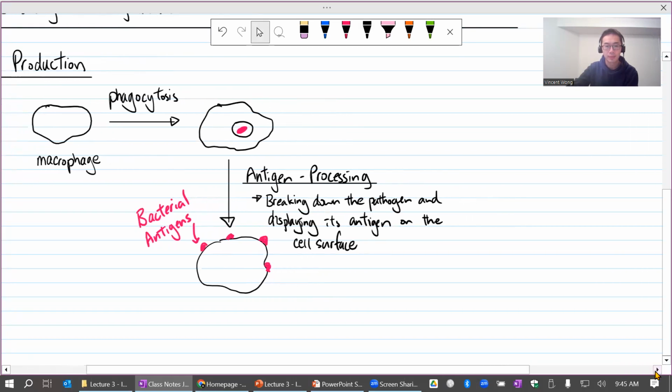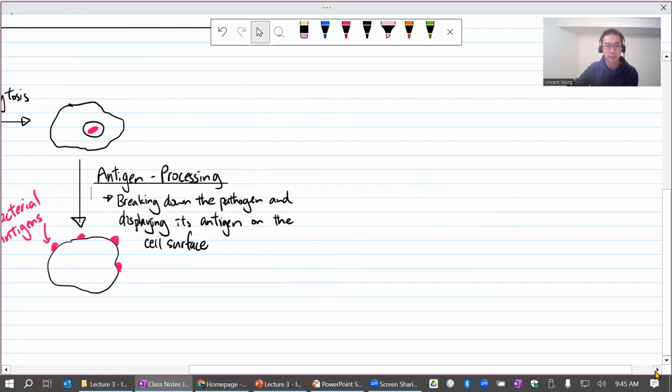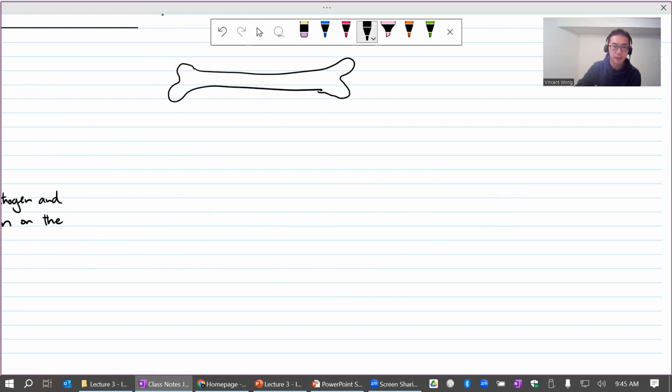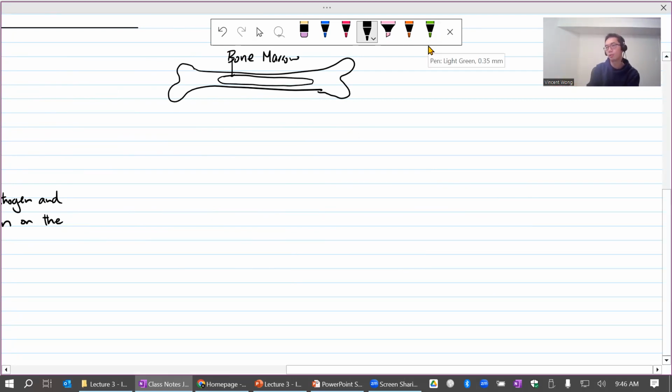All right. I'm gonna leave that for now. We're gonna come back to the macrophage later. Over here, we have, I don't know if you know what I'm drawing. That is the bone marrow. Okay. And bone marrow is where you get new white cells, right?